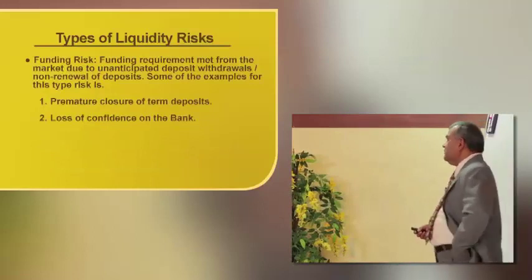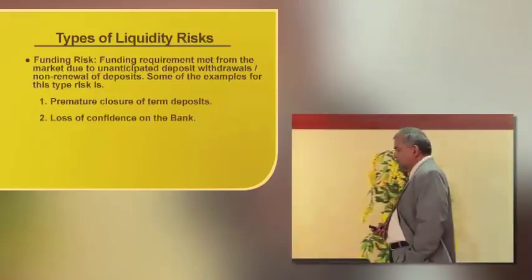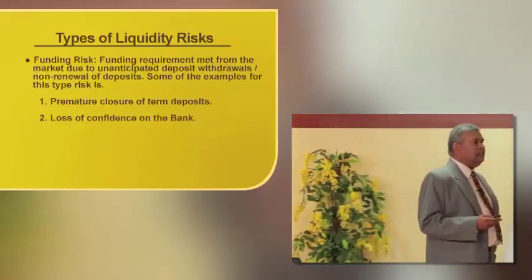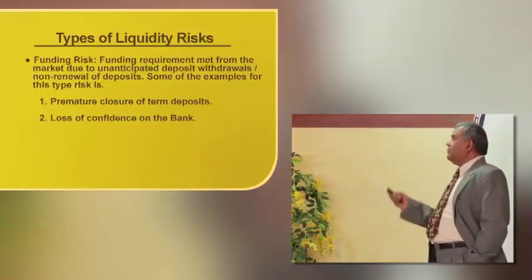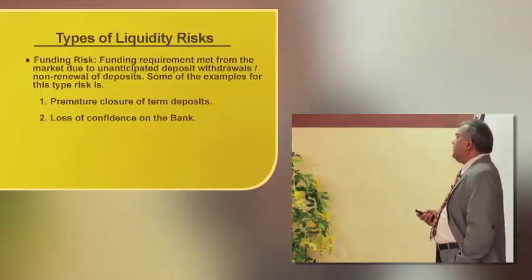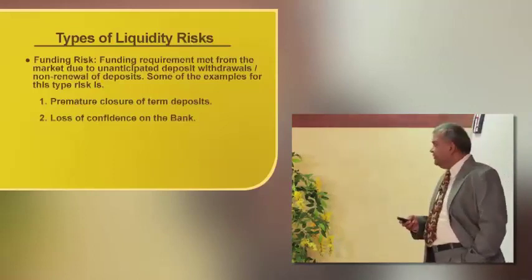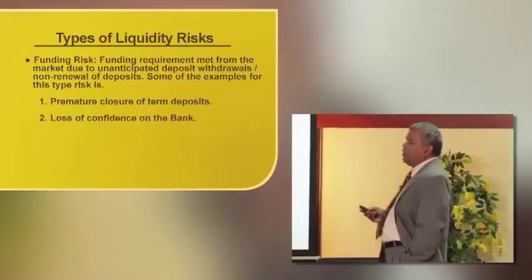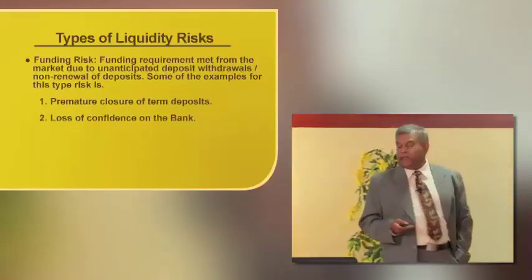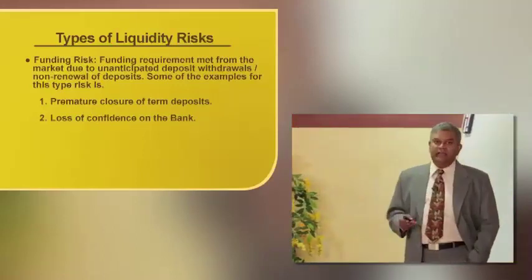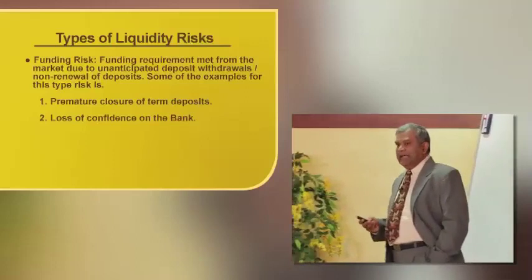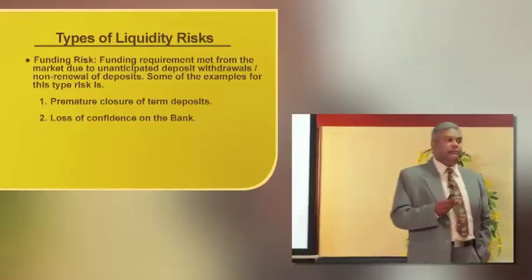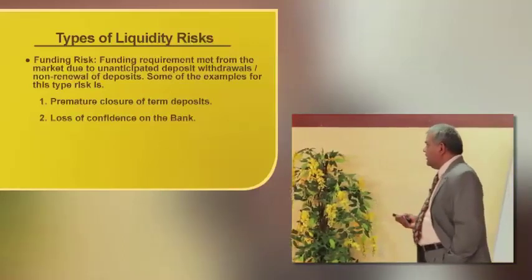Now liquidity risk has subcomponents. They are divided into funding risk, time risk and call risk. Let us see what funding risk is, the first subcomponent of liquidity risk. Funding requirement met from markets due to unanticipated deposit withdrawals and non-renewal of deposits. Some examples are premature closure of term deposits, which I have discussed already, and loss of confidence in the bank. If the bank is not meeting the liquidity in time, it creates a run on the bank, the depositors lose confidence, and many people come and withdraw money. So this is called funding risk.